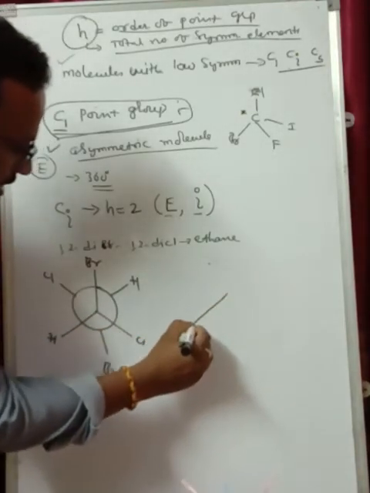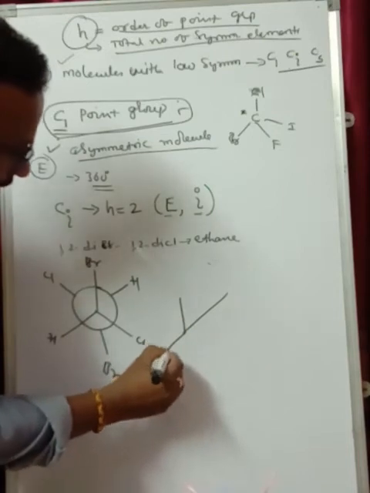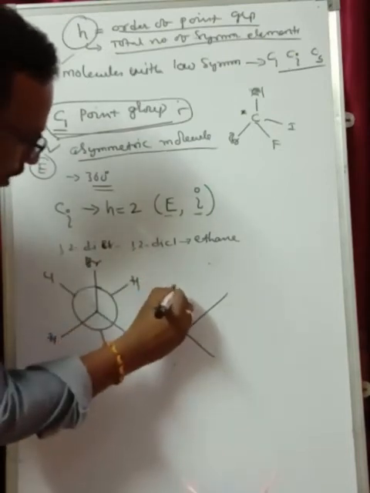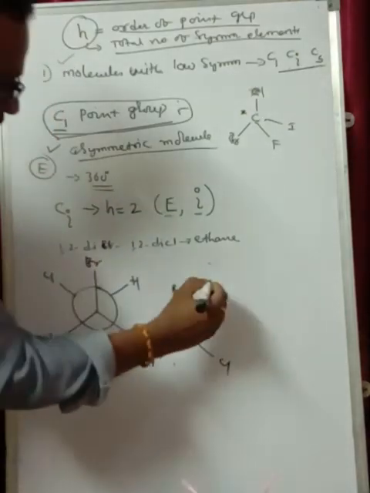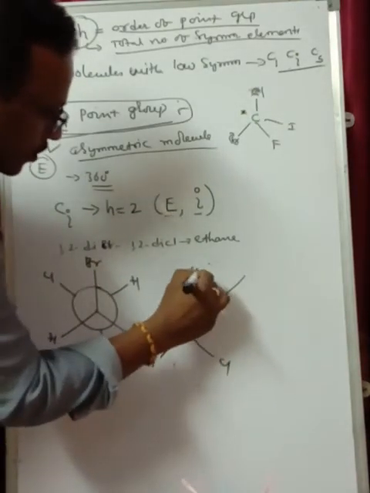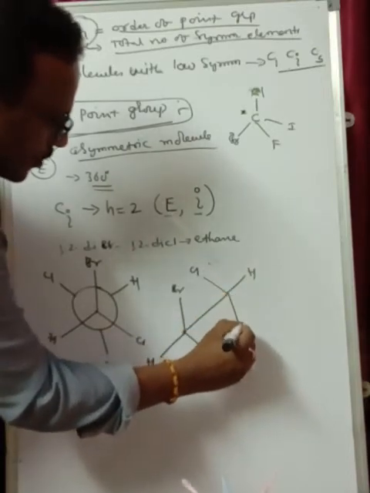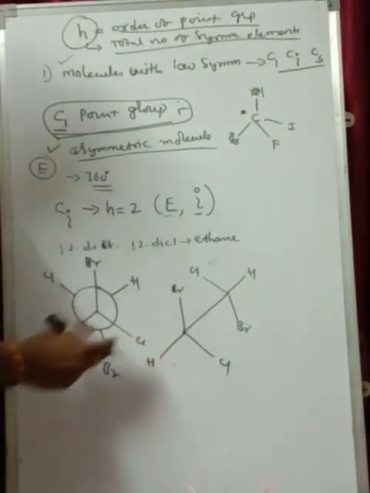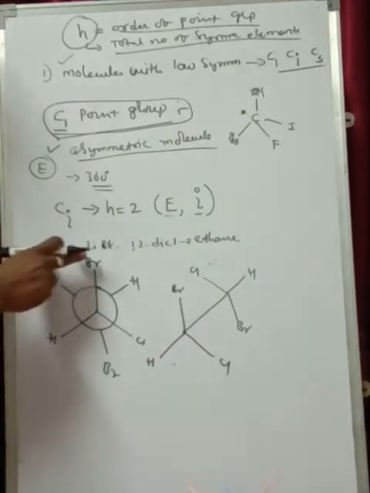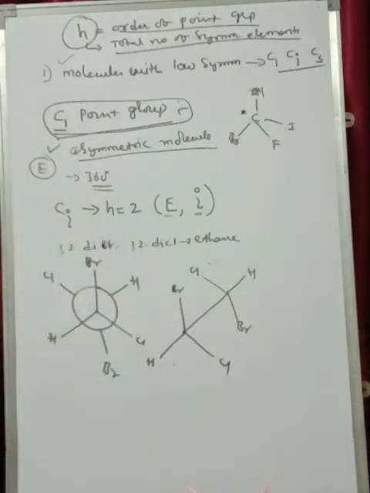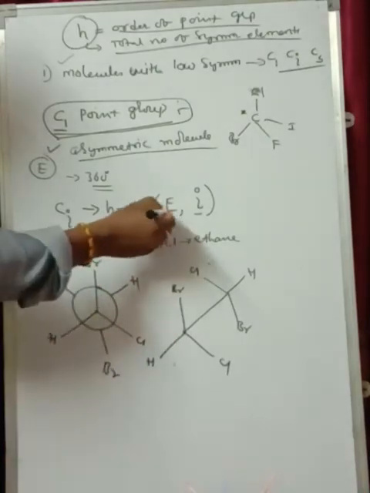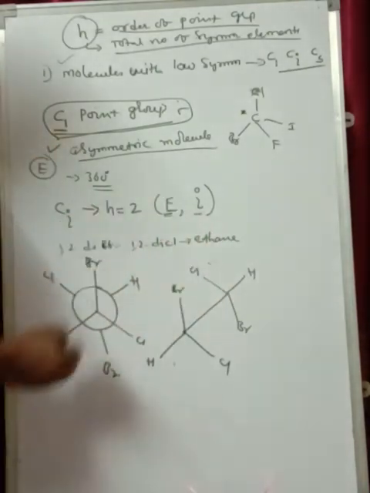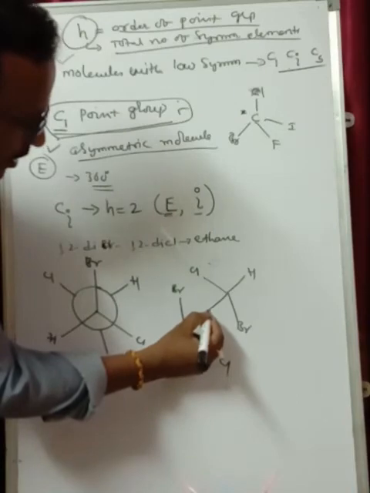Now we are going to represent it like this. The Sawhorse structure of this: bromine, hydrogen, chlorine on one side, and on the other side, chlorine, hydrogen and bromine. This is the Sawhorse representation of this particular 1,2-dibromo-1,2-dichloroethane. Now we can easily represent the center of inversion in this. As usual, if you rotate it by 360 degrees, it will give you the identity element. And coming to the next, the center of inversion. Now this is the center of this particular molecule.